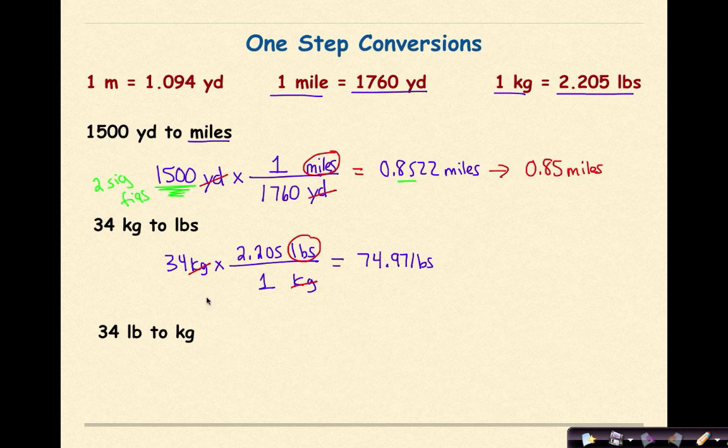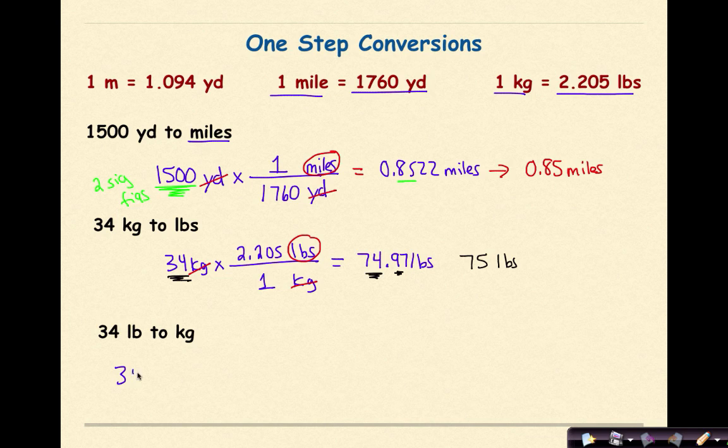Now again, I need to think about significant figures. So when I do significant figures, I look at my given. My given is 34. That's 2 significant figures. So when I go to my answer, I'm going to look at the 74, but I'm also going to look at the 9 after the decimal because I will round up. So because I'm going to round up, the correct final answer here should be 75 pounds. 75 pounds should be my final answer. All right, let's do one more in our one-step conversions.